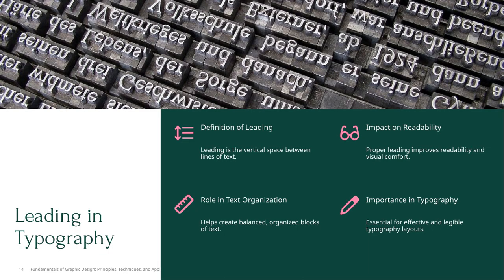Now, let's talk about the impact of leading on readability. Proper leading, which is the vertical space between lines of text, plays a crucial role in making your content easier to read and more visually comfortable. If the leading is too tight, the lines can feel cramped and hard to distinguish. If it's too loose, the text can seem disjointed and harder to follow.